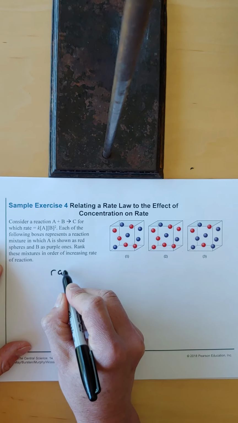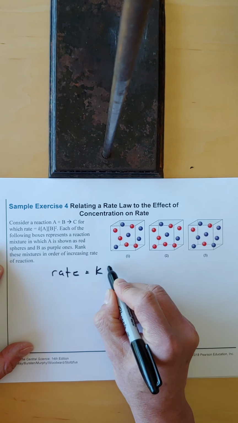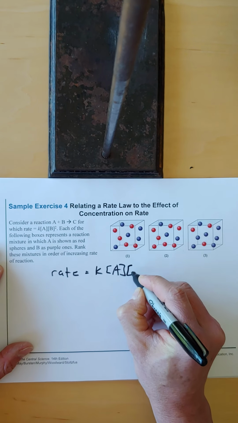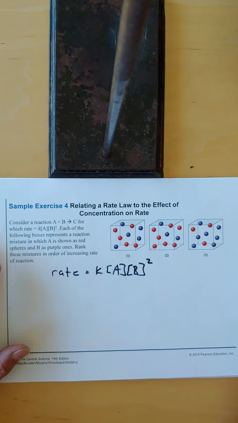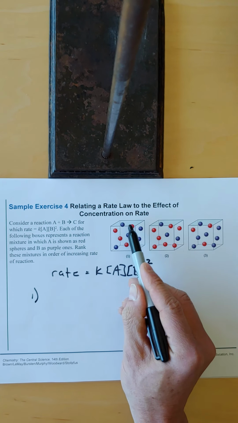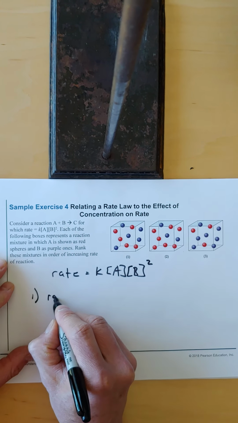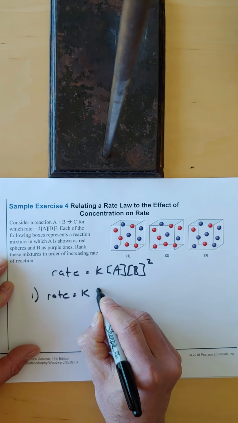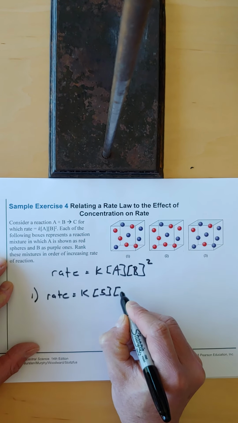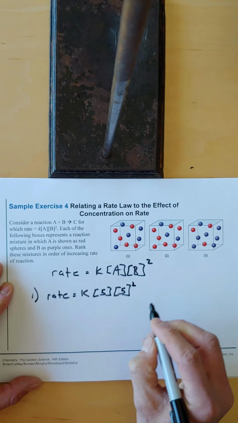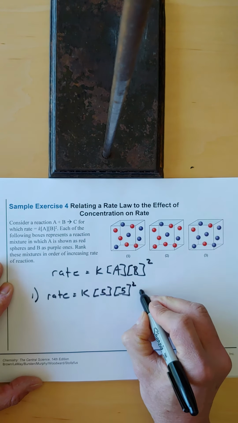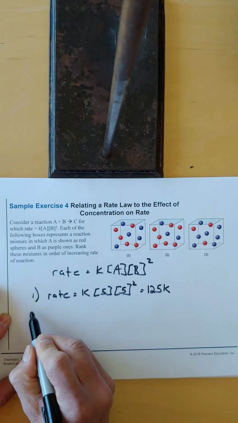My rate is equal to K times the concentration of A times the concentration of B squared. For box 1, I have 5 reds and 5 purples. So my rate is going to be equal to K times my 5 reds times my 5 purples, and my 5 purples are squared, so that would give me 125 times the rate constant. So my rate is going to be 125 times the rate constant.